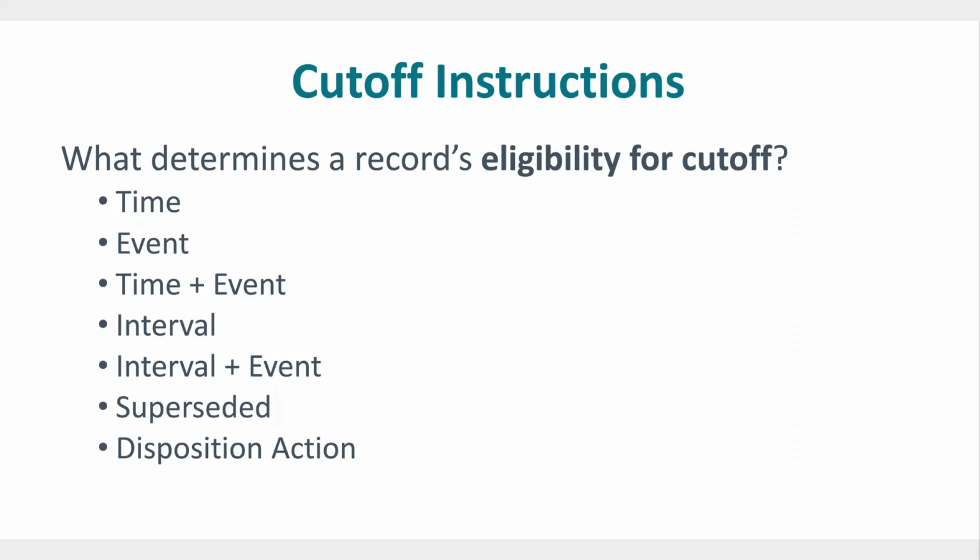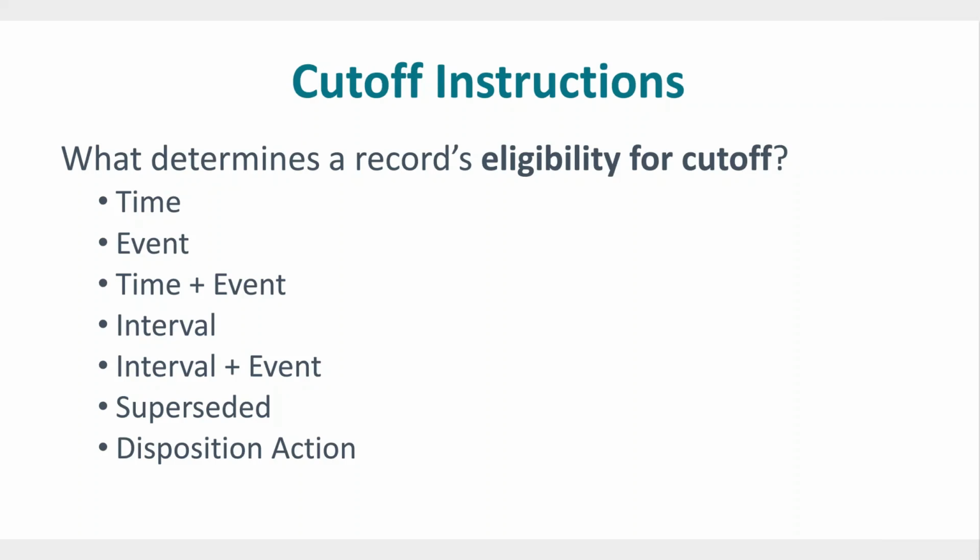Then an event-based cutoff might be something like, a record is cut off after, maybe if it's a building record, once the building is destroyed, then all of those building's files become cut off, enter retention for a period of time, and then their final disposition. You might also have a time plus event. So that might be, it's at the end of the year after the building is destroyed. So it might be a couple of different things that go into play.